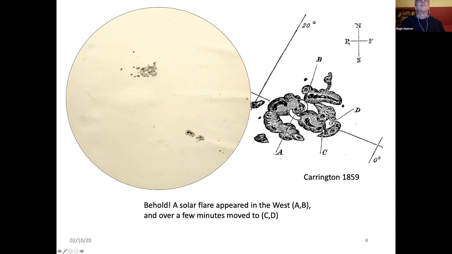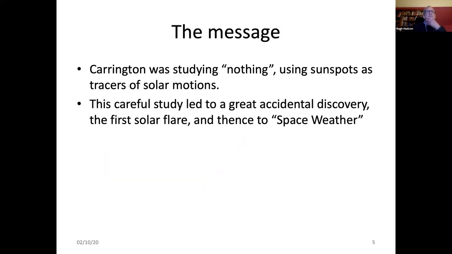So preceding in the sense of solar rotation, the sunspot's drifting from east to west. So preceding in the west. All right, so that's the discovery that was made because there was nothing there in the sunspot, but all of a sudden something happened. The message here is that this careful study of nothing led to this great accidental discovery, the first solar flare, and then what we call space weather. And I'll talk about that a little bit further down into the presentation.